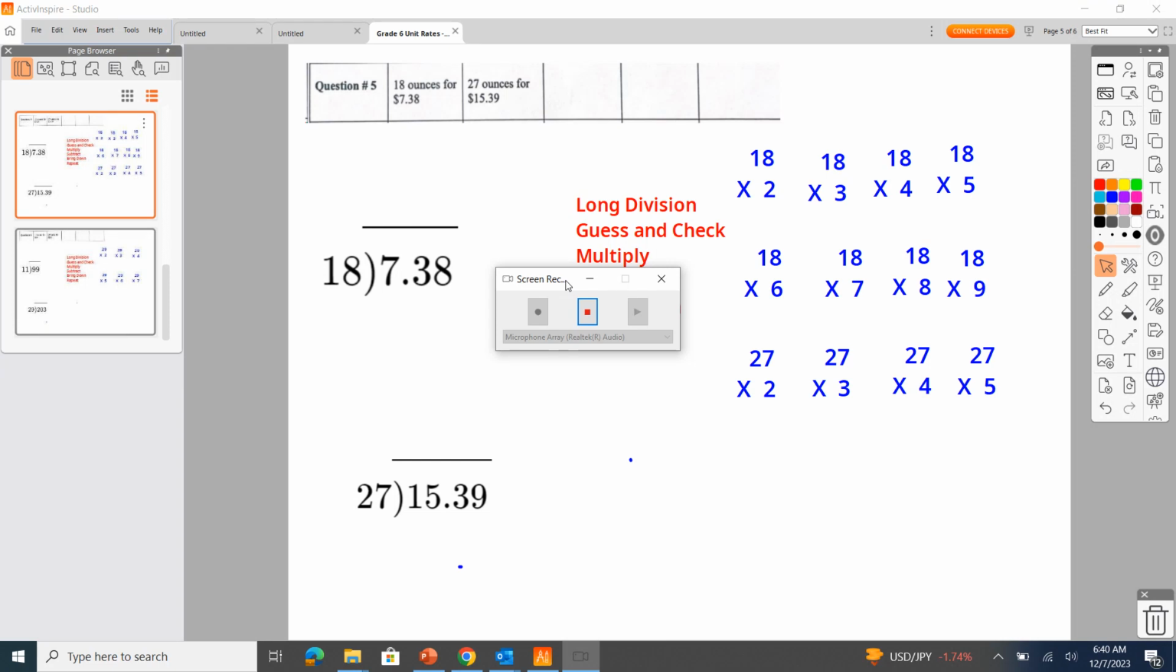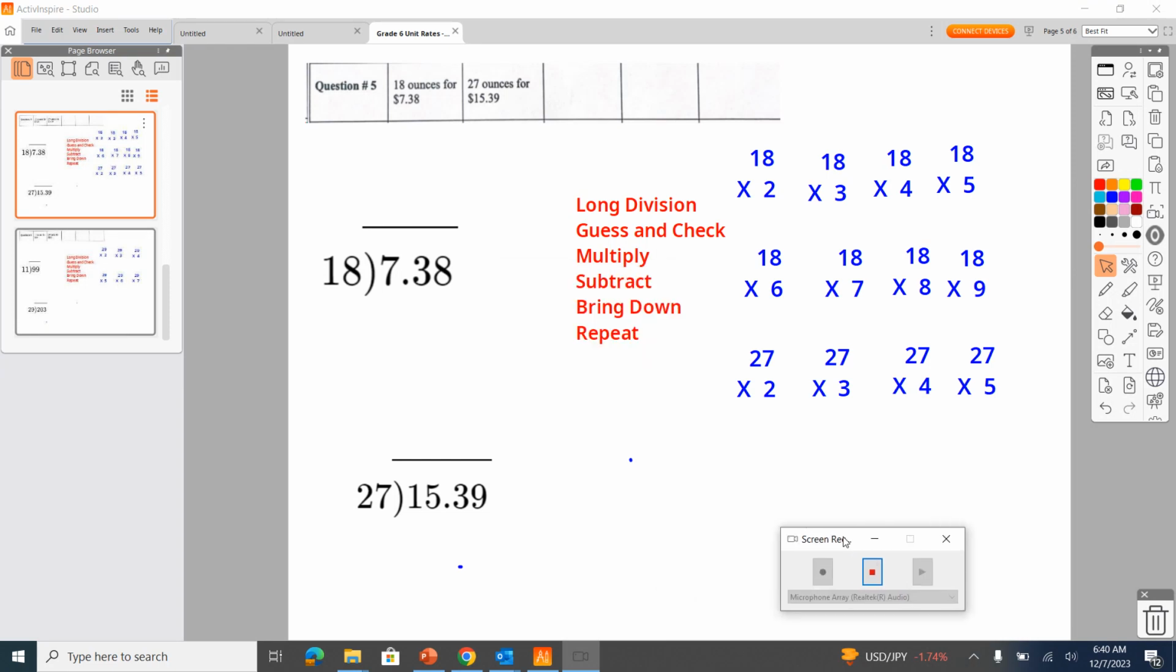Let's do a few more problems of how to find the best buy, meaning how to find a unit rate or a price for one, using long division. As you see, if you followed the other videos, we're going to have to do some guess and check, and I have gone ahead and made some charts here so that I can do my guess and check work for these two problems.